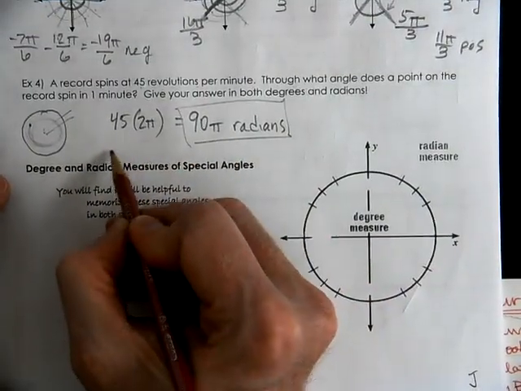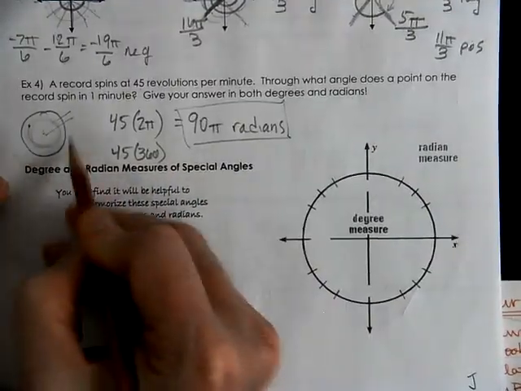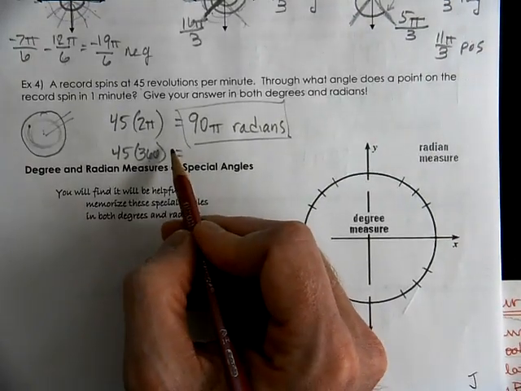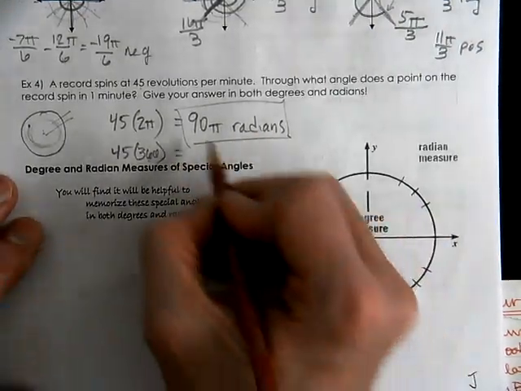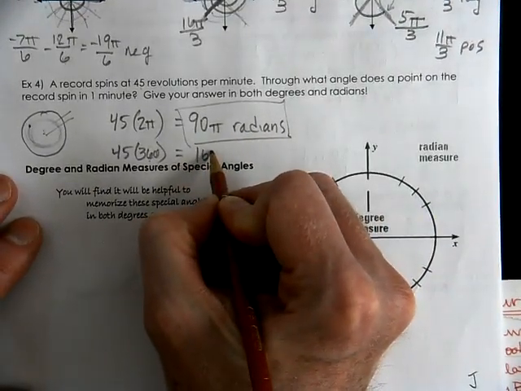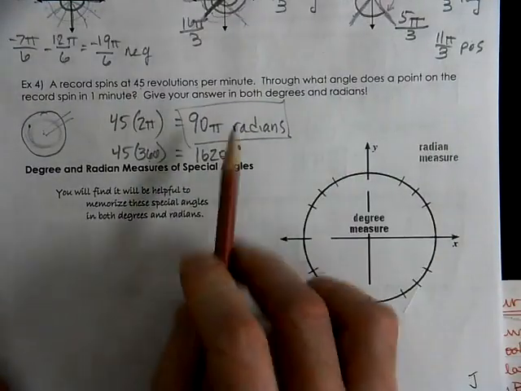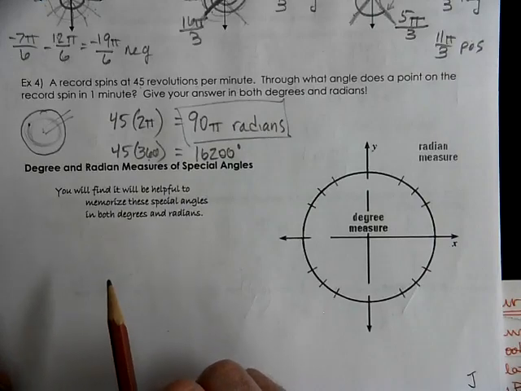In terms of degrees, every time you go around the circle is 360 degrees. So that's 45 times 360, and that gives you 16,200 degrees. Much bigger numbers. This is so much more convenient for this situation.